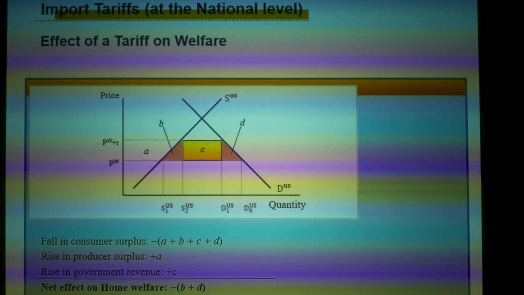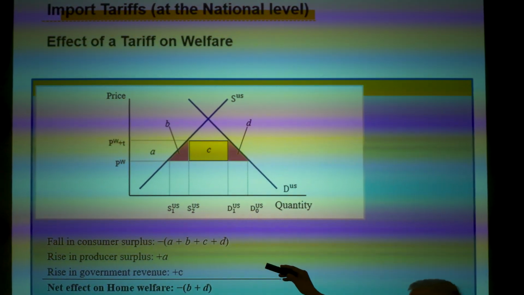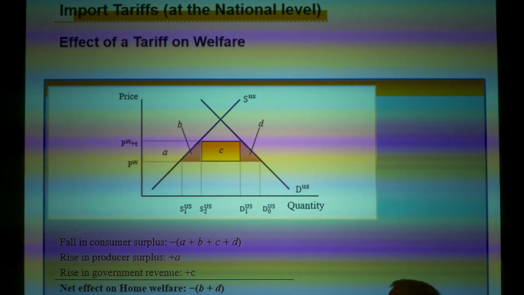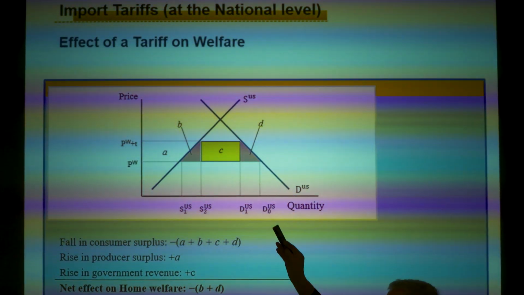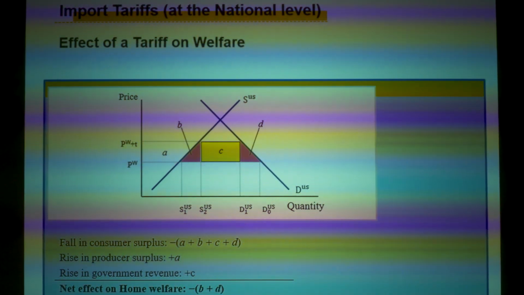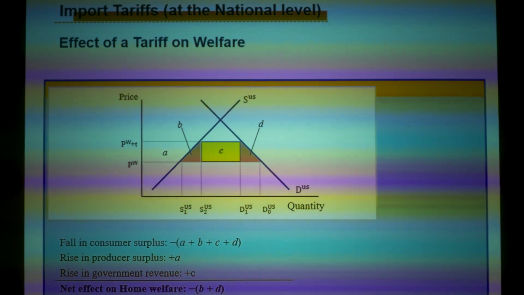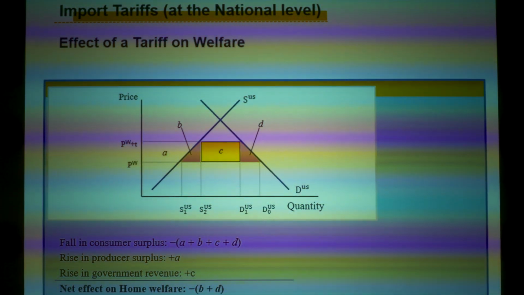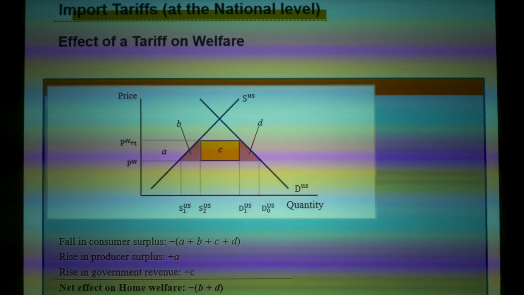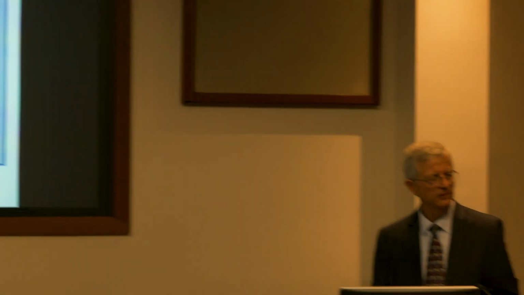And then the consumer surplus is a minus, these are pluses. Add this all up, you still get a minus B plus D, right? And that's those two red triangles. That is the deadweight loss of a tariff. You are collecting revenue, but you are inherently losing more than the revenue you collect, right?